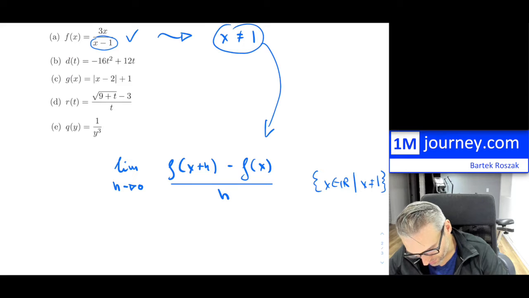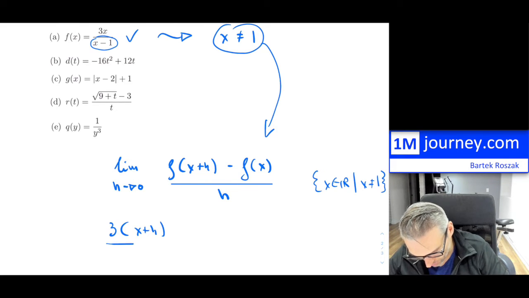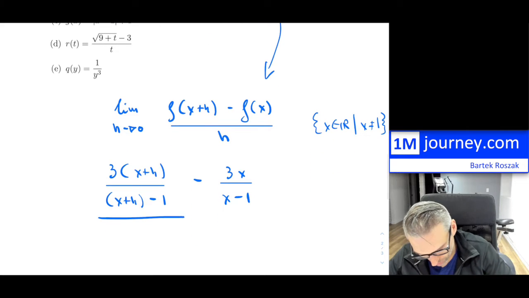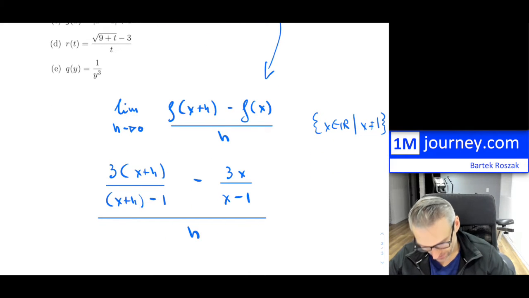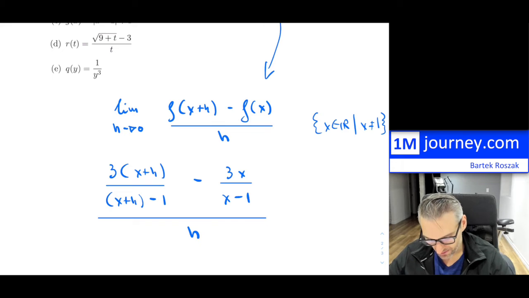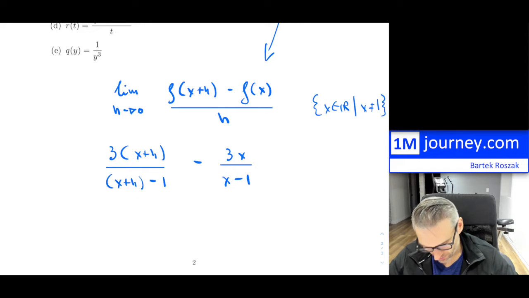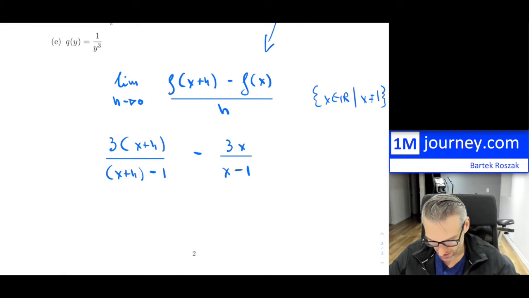If we substitute, we're going to get 3(x + h) over (x + h) minus 1, minus 3x over x minus 1, and then this is all over h. For the time being, if you're writing this out, I'm going to just concentrate on the numerator. Let me just get rid of this. I want to simplify this as much as possible.